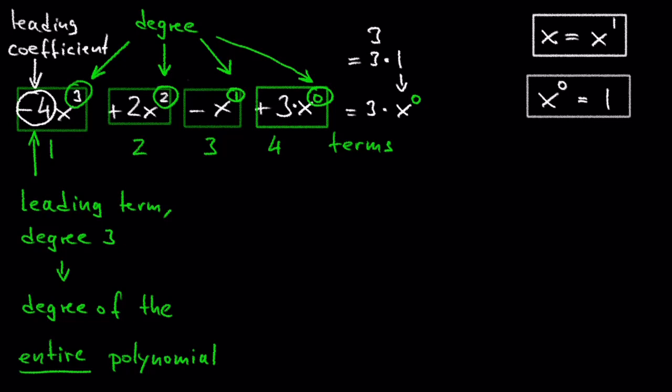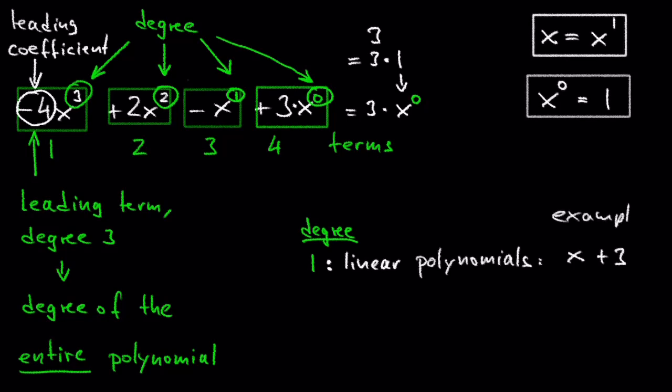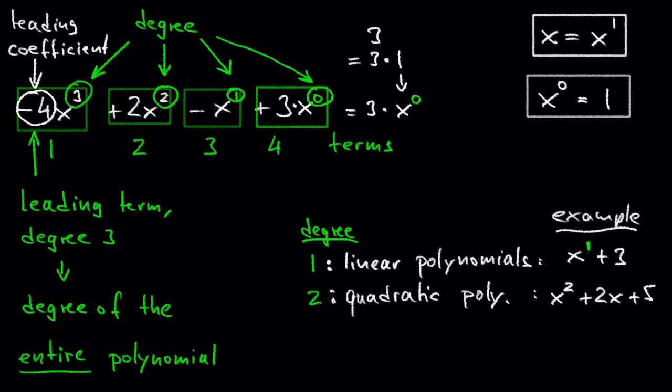We call polynomials with degree 1 linear polynomials, polynomials with degree 2 quadratic polynomials, and polynomials with degree 3 cubic polynomials.